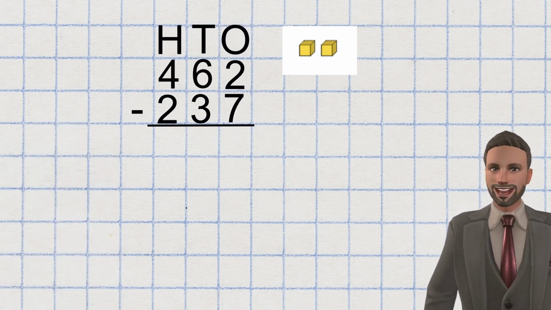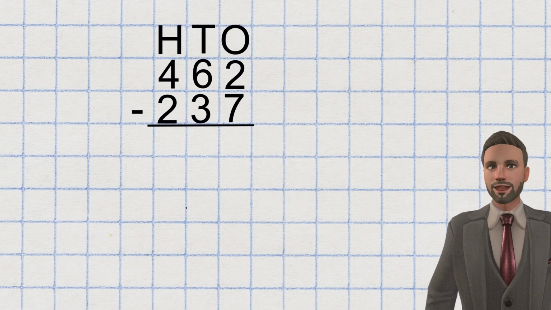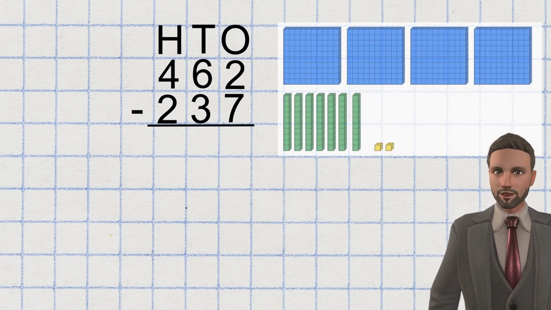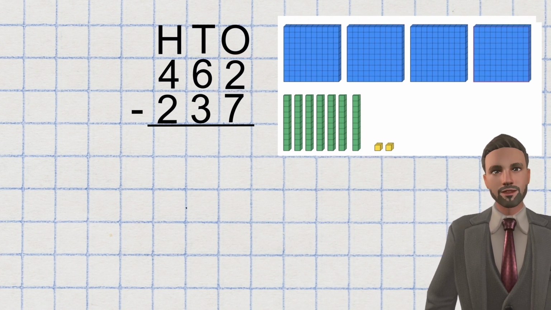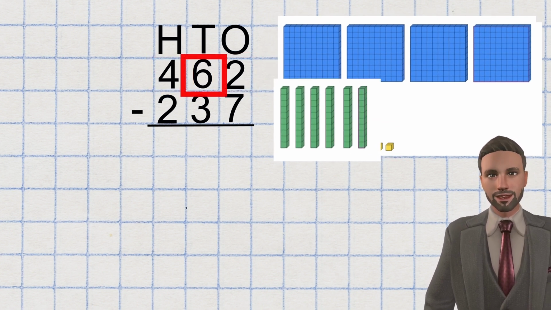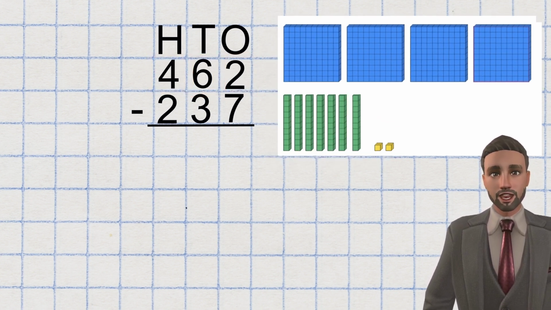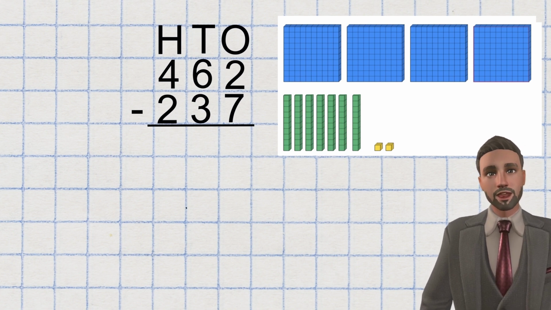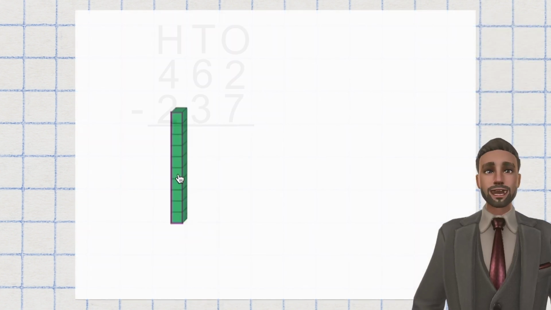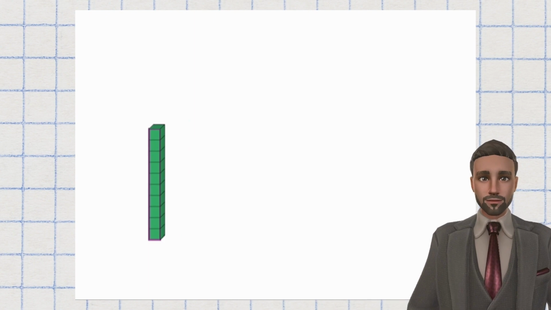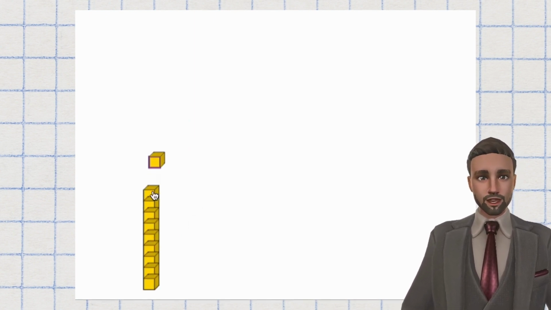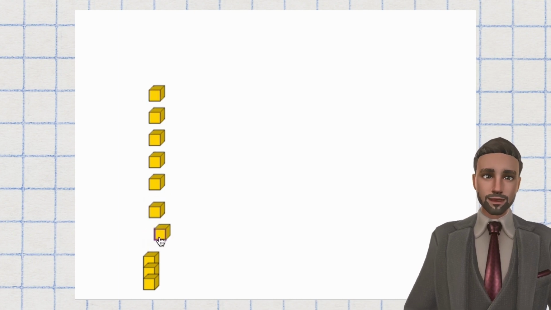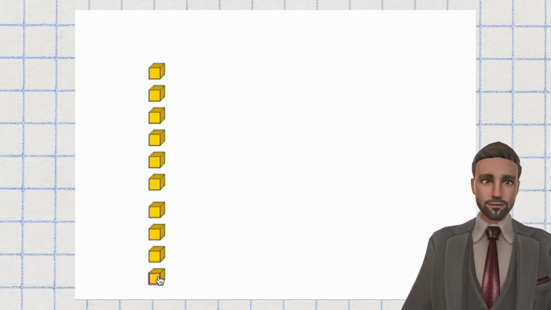Well, that's actually where you're wrong. I have 462 cubes. I only have 2 in the ones column, but I have 4 hundreds and 6 tens, and I can exchange tens, so I have more in the ones column. Here is 1 ten, and now it's 10 ones. See? 1, 2, 3, 4, 5, 6, 7, 8, 9, 10.